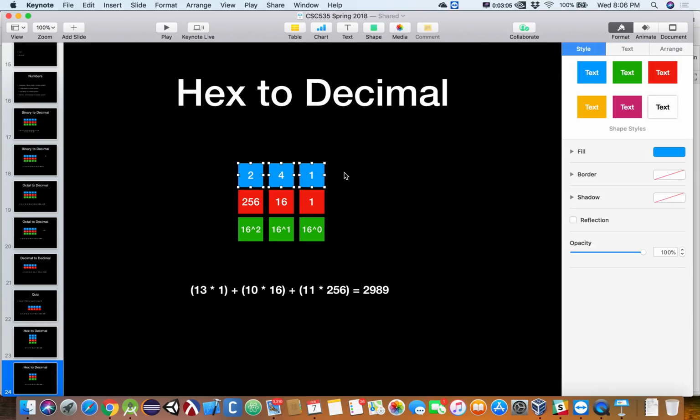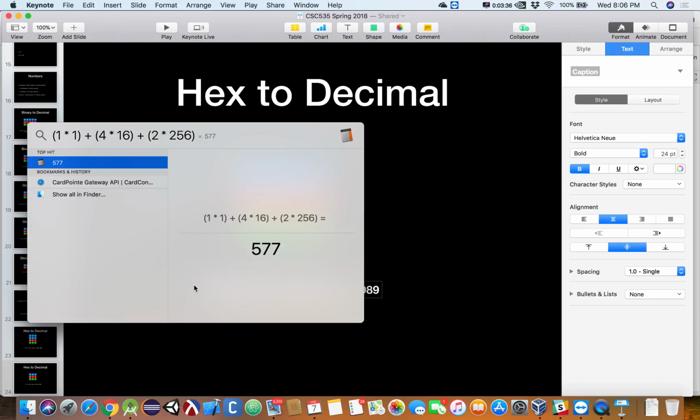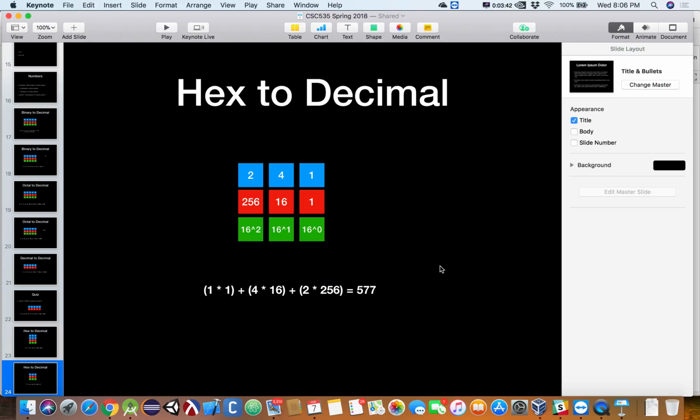241, is that a legal hexadecimal number? Yep. It uses only the alphabet 0 through 9 or A through F. Just happen to not use any letters. You don't have to have letters in a hexadecimal value. So 241 converted to decimal, that's going to be 1 times a 1 plus a 4 times a 16 plus a 2 times a 256 for 577. Make sense?